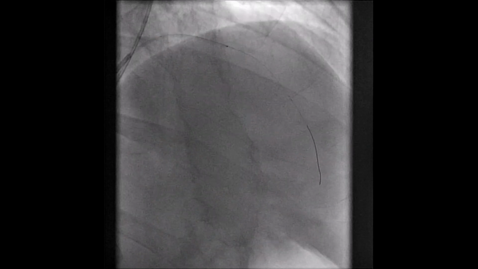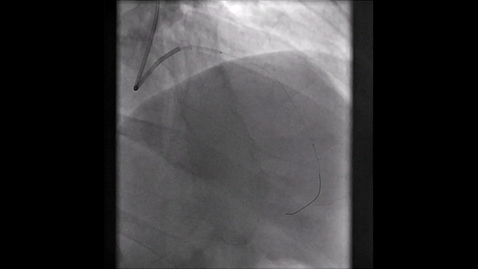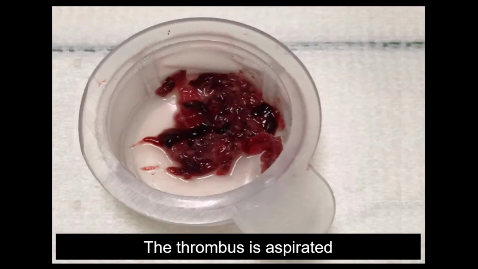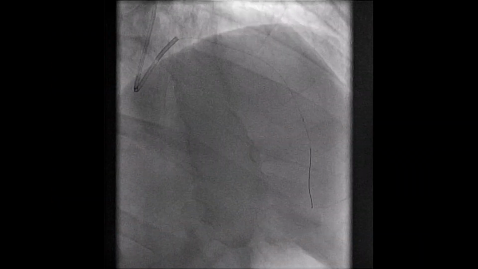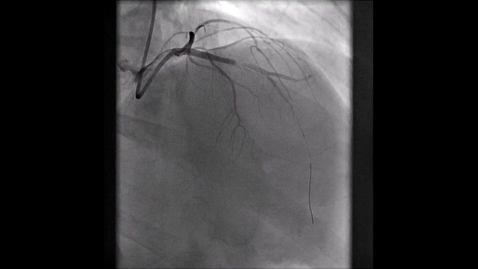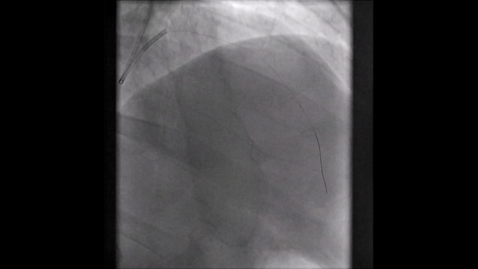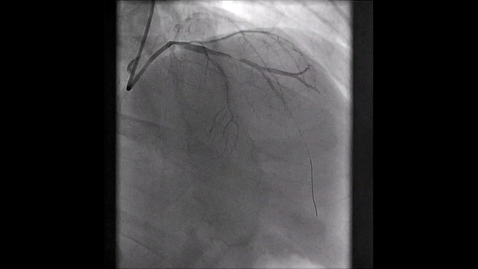Because of this, it can be helpful to introduce a thromboaspiration catheter with the intention of extracting part of the thrombotic content. In this way, a partial unblocking of the artery is achieved, which allows the identification of the extension of the problem.